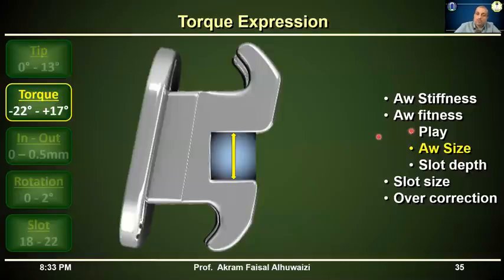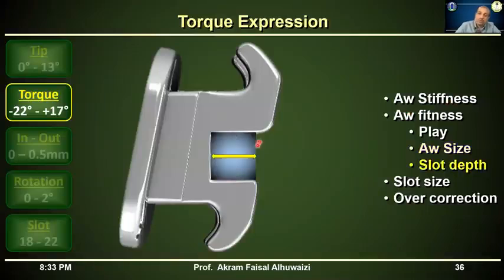What about archwire size? Well, for torque, we need the wire to fit inside the slot as much as possible. The greater the width of the wire, the better the fit, and the less the amount of play. Therefore, it's going to express more torque. At the same time, the wider the wire, the stiffer it's going to be, and when it's stiff, it's also going to apply more force.